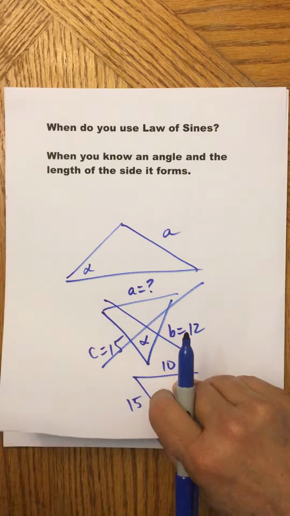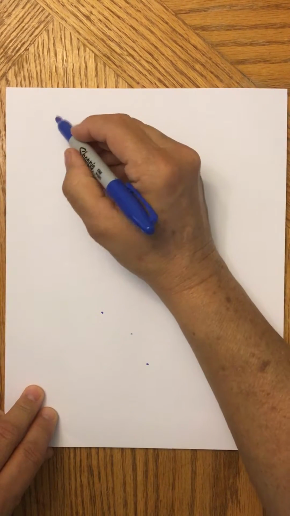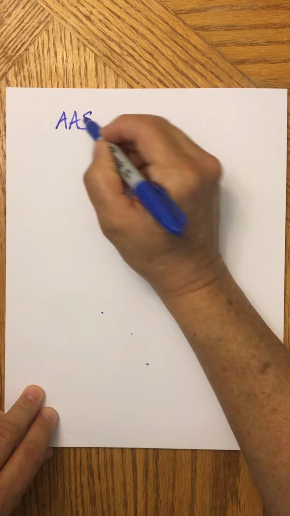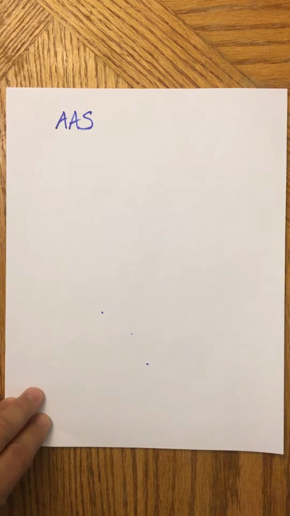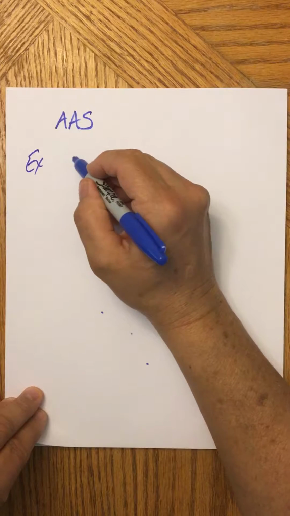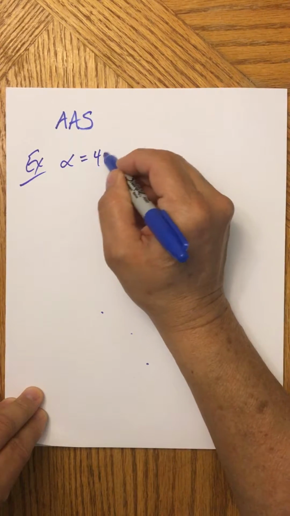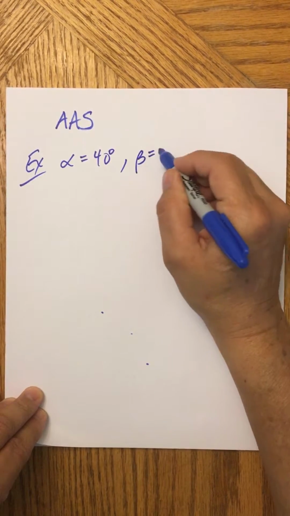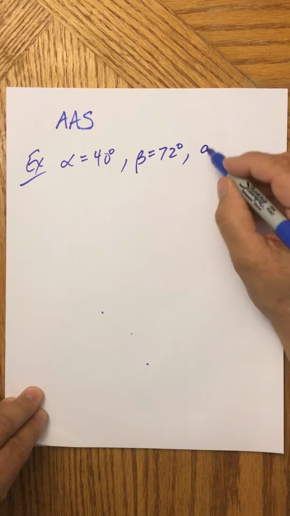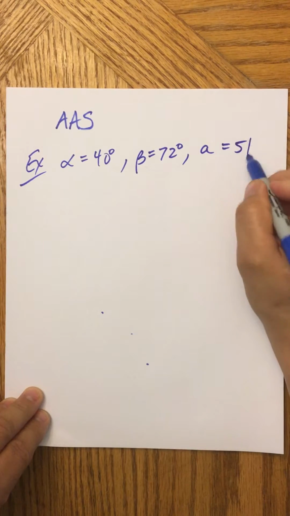Now, probably the easiest law of sines problem that you could have is one where you have two angles and a side, where you know the corresponding side with its angle. So let's say, for example, they give you alpha is 40 degrees, beta is 72 degrees, and the length of A is, let's say, 51 meters.